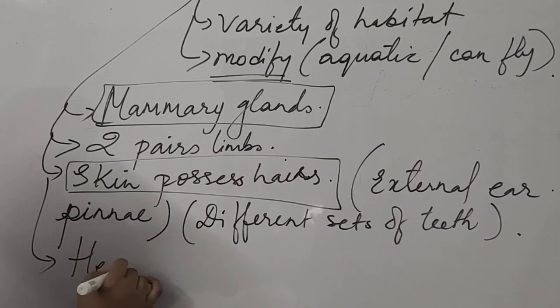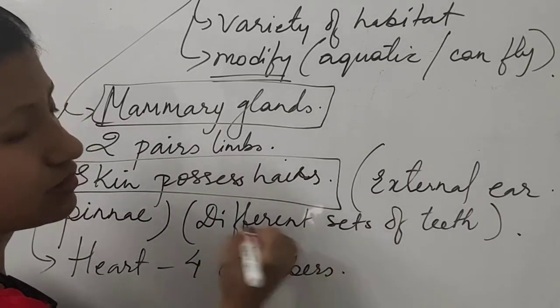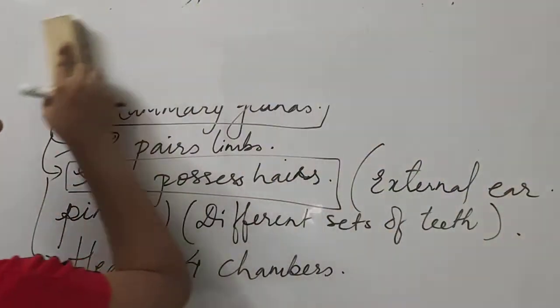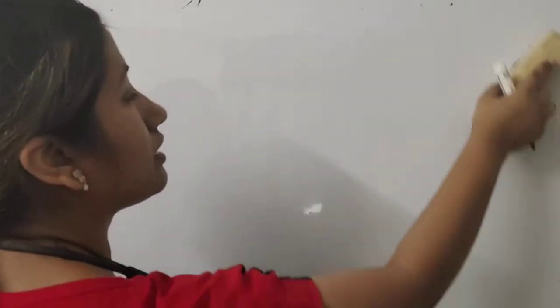Mammals have heart with 4 chambers: 2 auricles, 2 ventricles. Right auricle deals with deoxygenated blood, and the left side of the heart deals with the oxygenated blood.